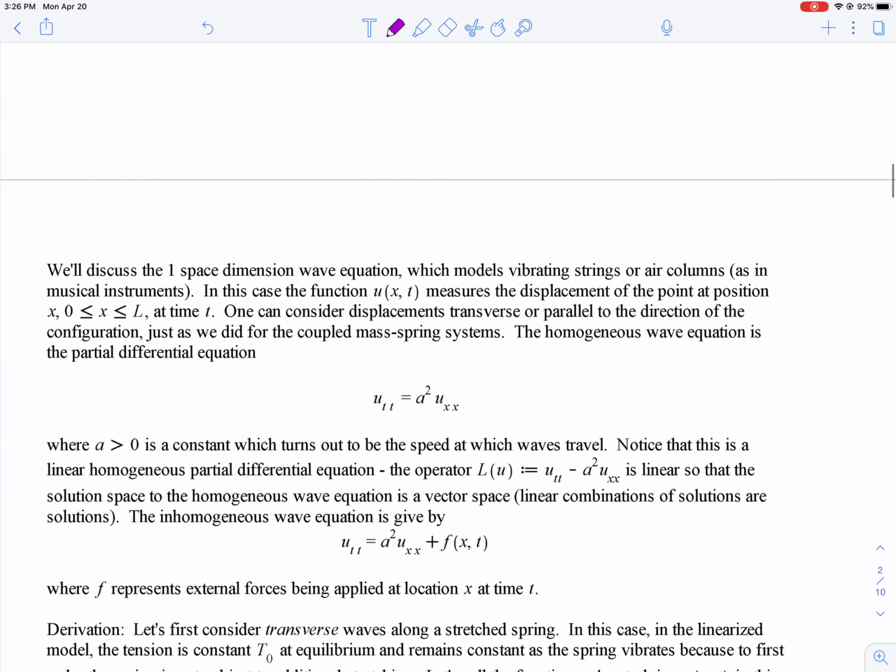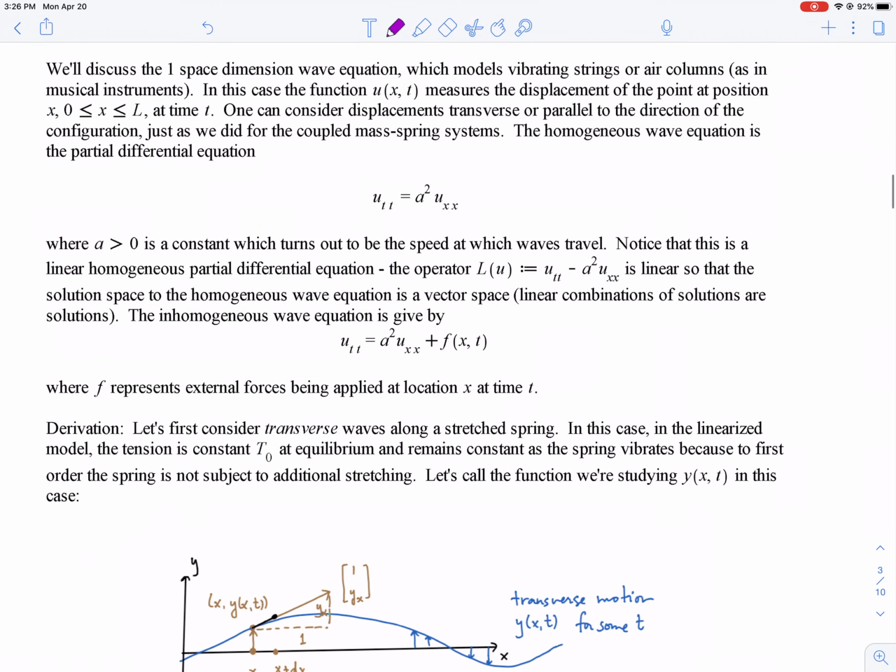Okay, so let's talk about where the wave equation comes from, in one space dimension.